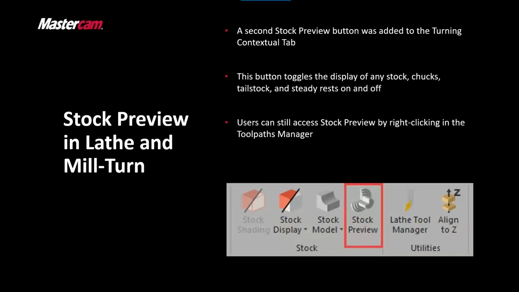Another new feature is the ability to use stock preview, and this now resides in the contextual turning tab. What this does is offer the option to turn on chucks, stock, tailstock, steady rests, anything on and off with the click of a button. I'll be showing this a little later in one of my demos, but now it's found in the contextual tab in turning, and the other options for stock preview are available in the Toolpath Manager by right-clicking and finding those options. So brand new to Mastercam 2023 is the new stock preview button in Mill-turn and lathe.